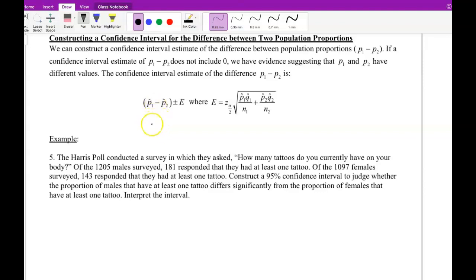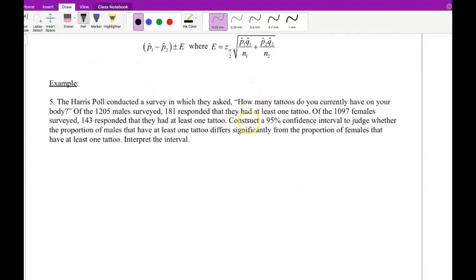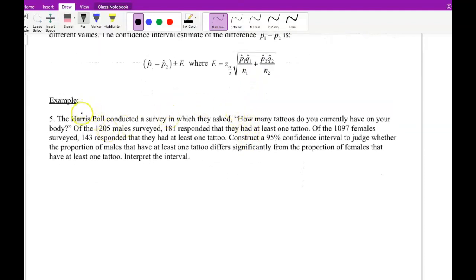remember when we had one population here, I only had one P hat, so I had P hat plus or minus E, margin of error. But here we have two sample proportions. And so this E was equal to this critical value. Here again we have critical value. Now multiply by square root of this part again is based on two population proportions. Okay, so now example.